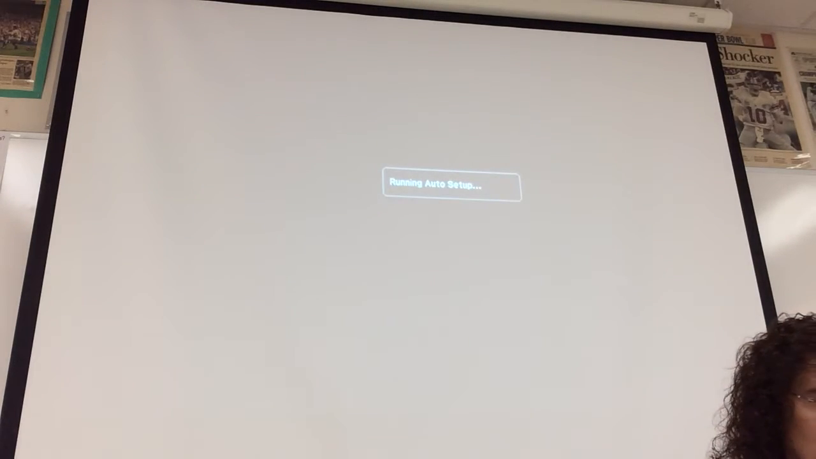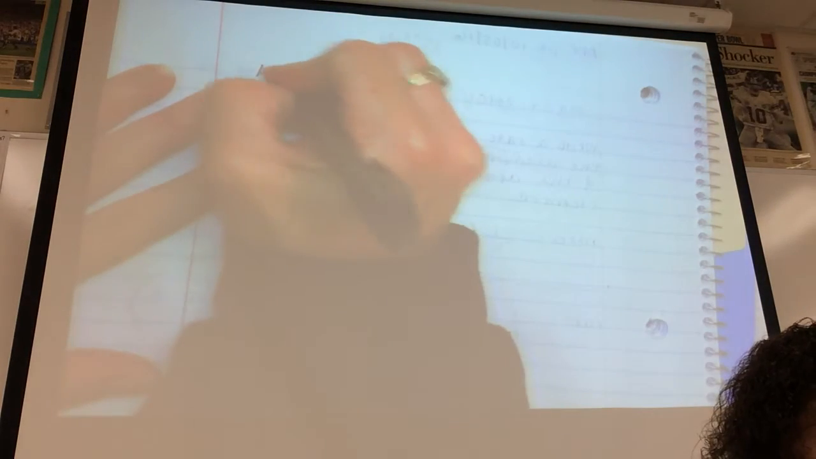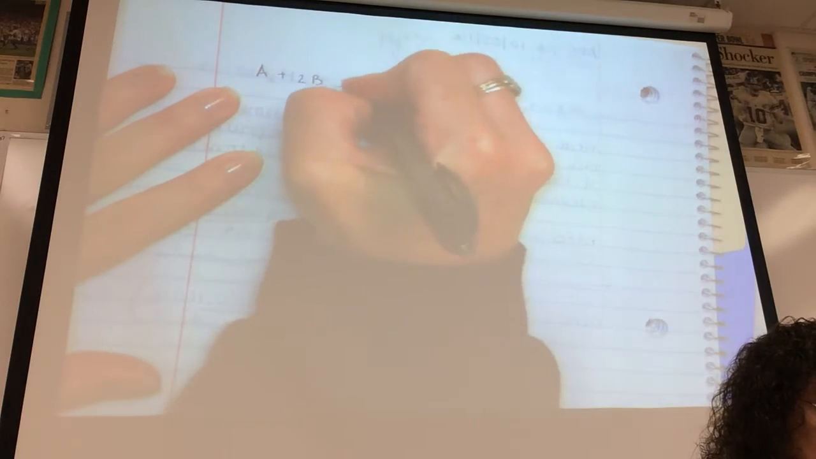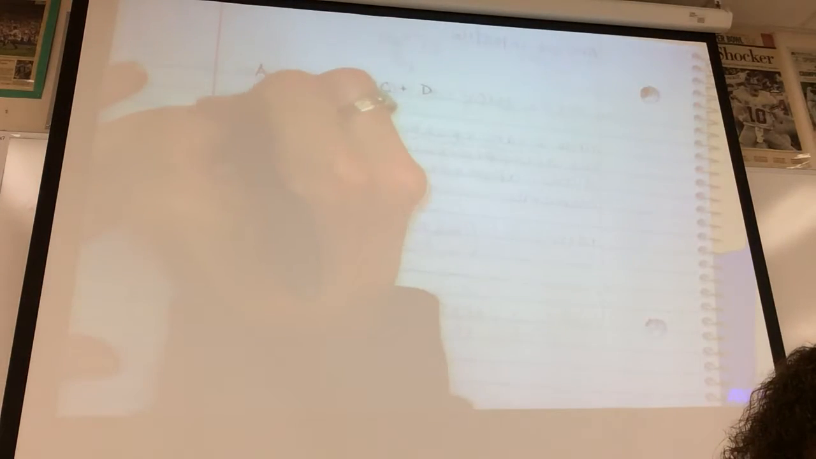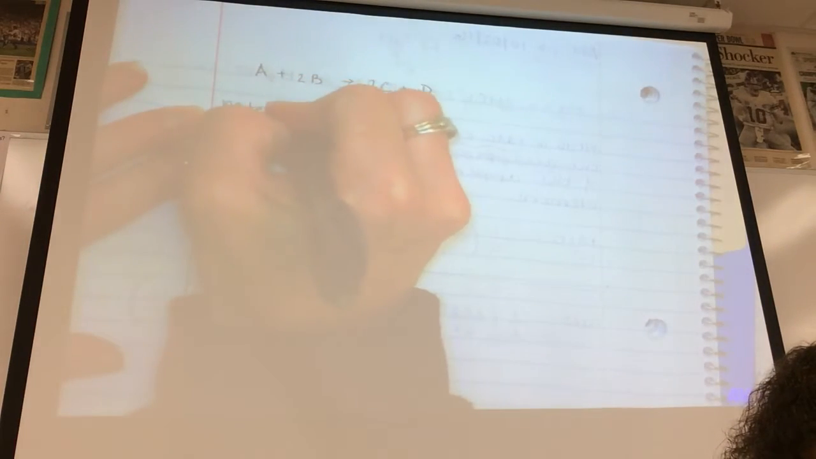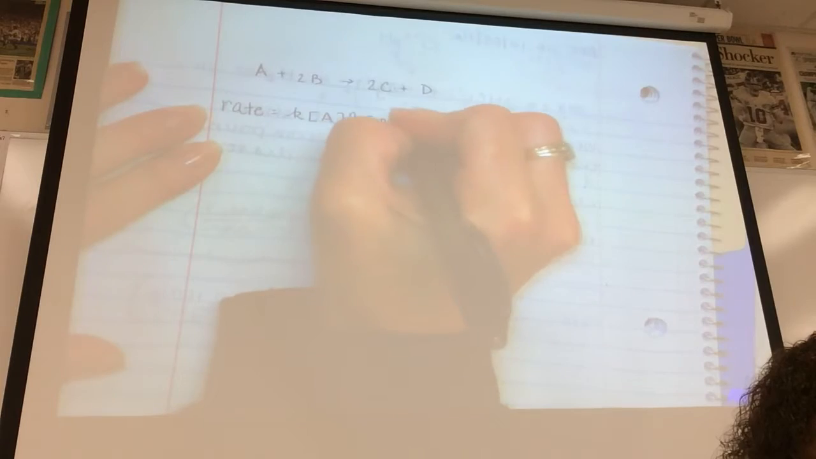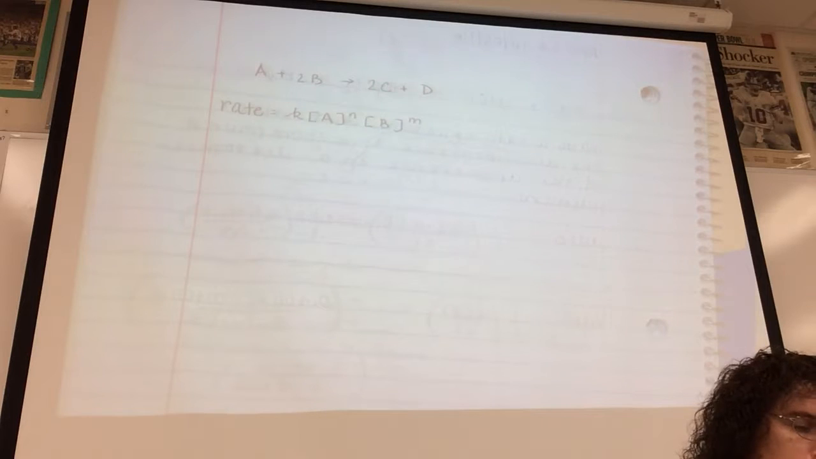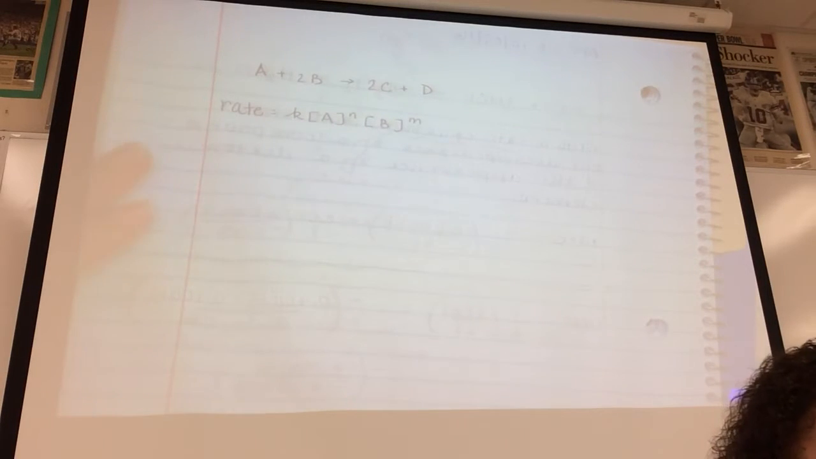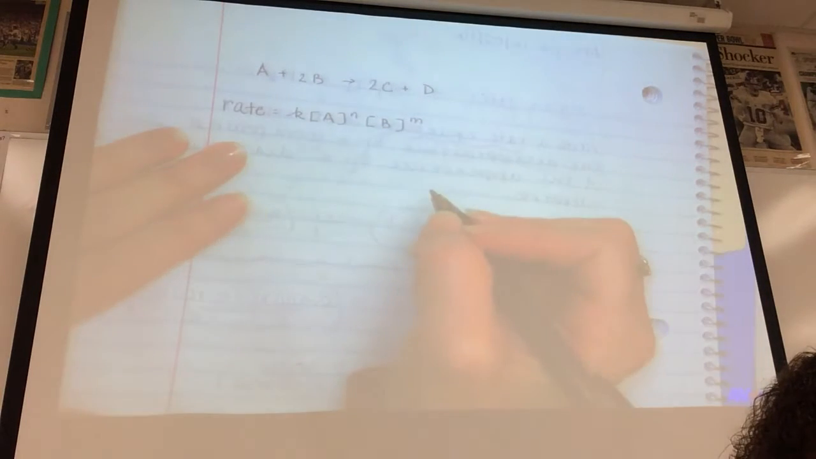Let's say, for example, that you have an equation A plus 2B yields 2C plus D. The rate law format would be rate is equal to K, A to the N, B to the M. N is the order with respect to A, M is the order with respect to B.